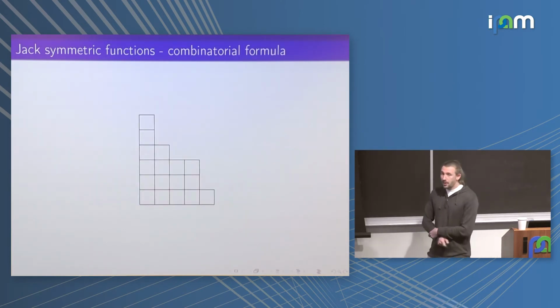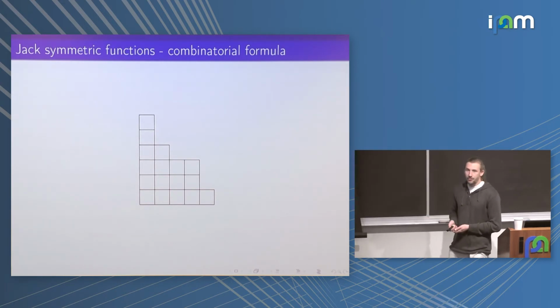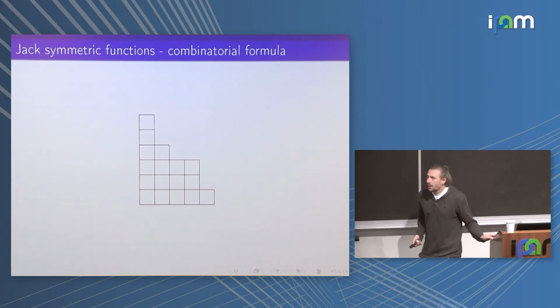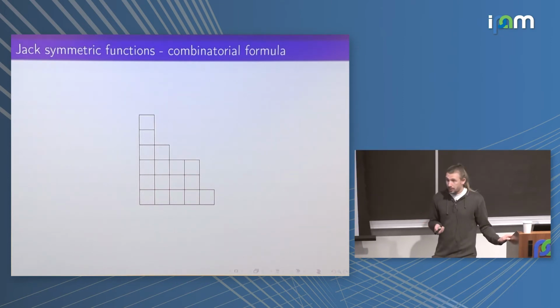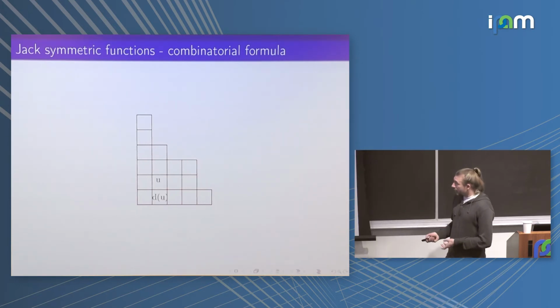If you're a combinatorialist, maybe you don't like this definition, so it's much better to have a formula. Of course, you probably know that Schur symmetric functions can be interpreted as a generating function of semi-standard Young tableaux. So it would be really nice to have a similar formula. And it turns out that there exists a combinatorial formula for Jack symmetric functions that I'm going to show you right now. So I need some notation.